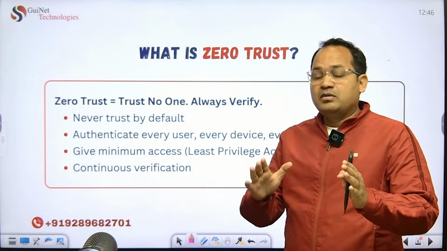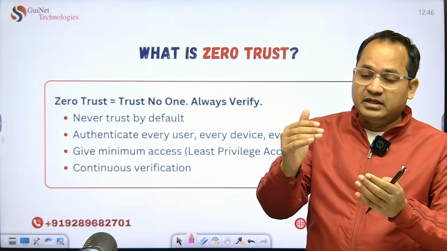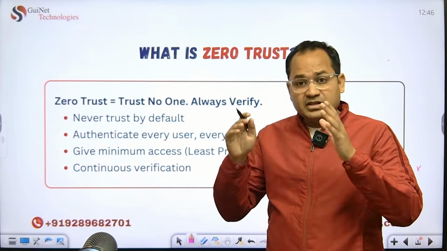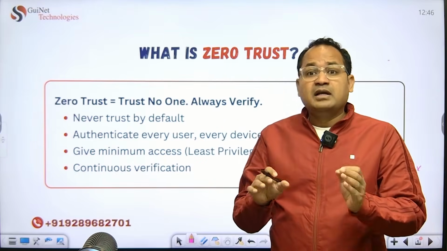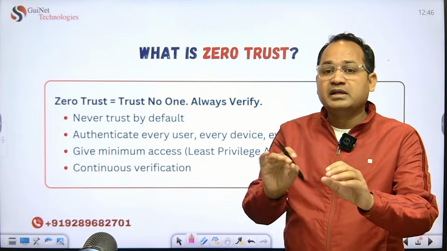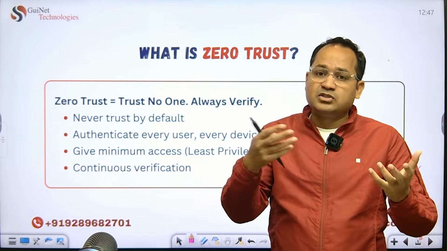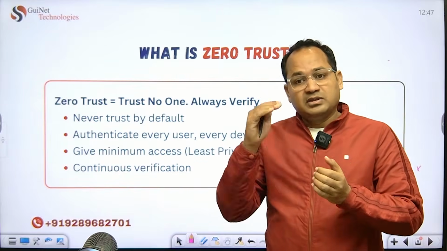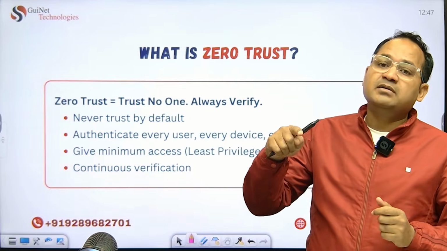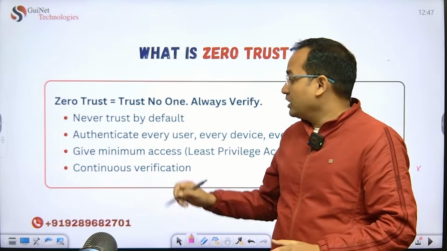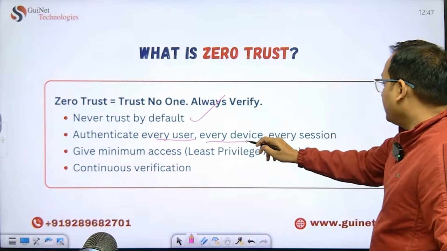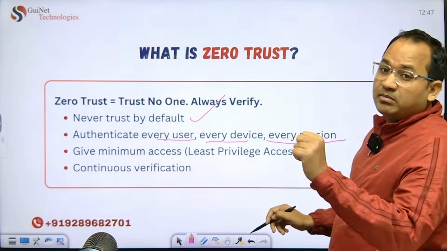Let's suppose your employee is sitting in the data center, in the office, or anywhere. Even in your office, in legacy traditional WAN or LAN solutions, you don't have to put in any credentials. Once you connect to the LAN, you have access to all of your network. But in Zero Trust, even on the LAN, you have to verify your identity. First it proves your identity, and once your identity is proven, then you are allowed. So never trust anyone by default. Authenticate every user, every device, and every session. That's the beauty of Zero Trust.